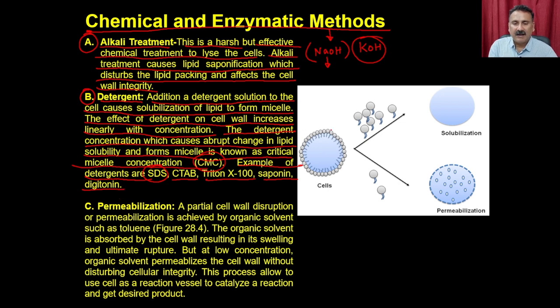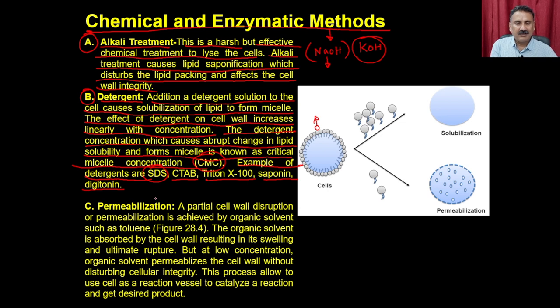So what happens is that if you are taking a cell and adding the detergent, detergent is what? Detergent is an amphipathic molecule. So it is going to have hydrophobic surfaces. So these lipid molecules are going to get dissolved into that. And as a result, the cell is going to be devoid of lipid. And when you don't have the lipid, it is going to disrupt the plasma membrane.